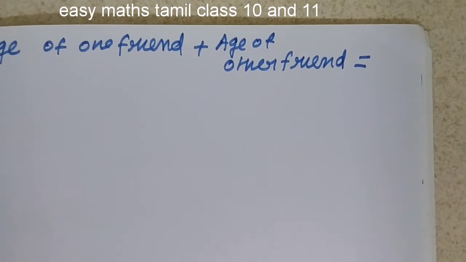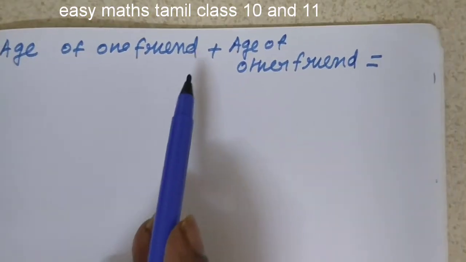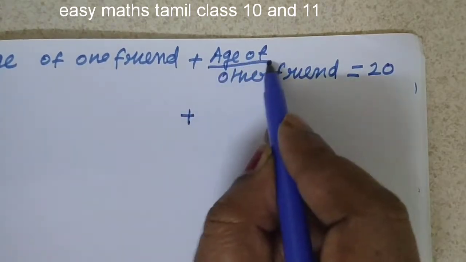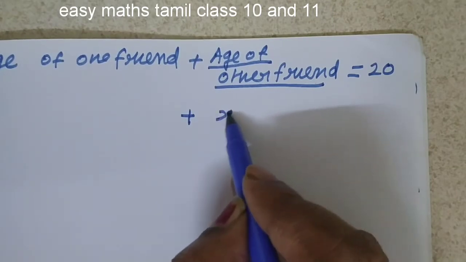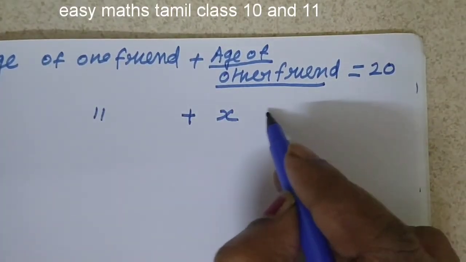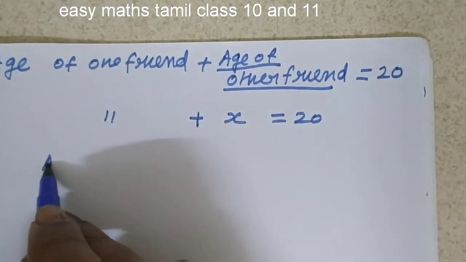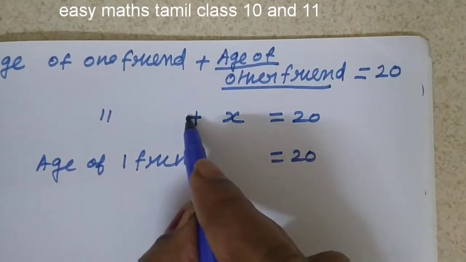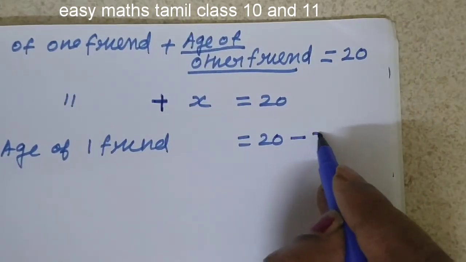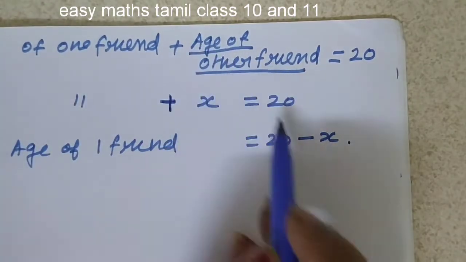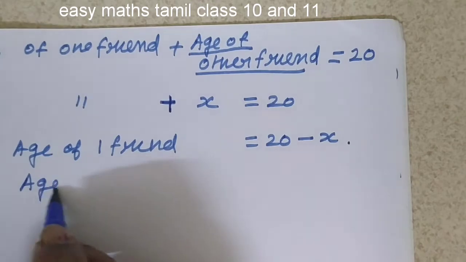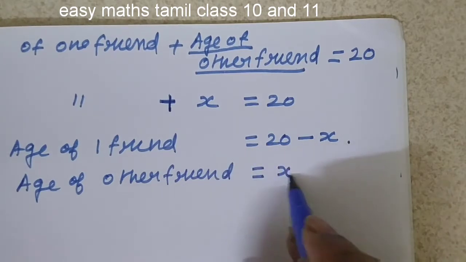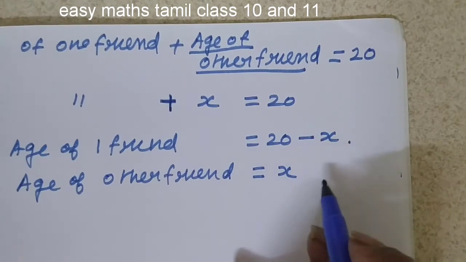Sum of the ages of two friends is 20 means we have to add the age of one friend plus age of the other friend equal to 20. Let age of other friend be x, and the age of one friend we don't know. Age of one friend plus x equals 20. Taking this plus x to the other side of the equation, this will become minus x. So age of one friend is 20 minus x.